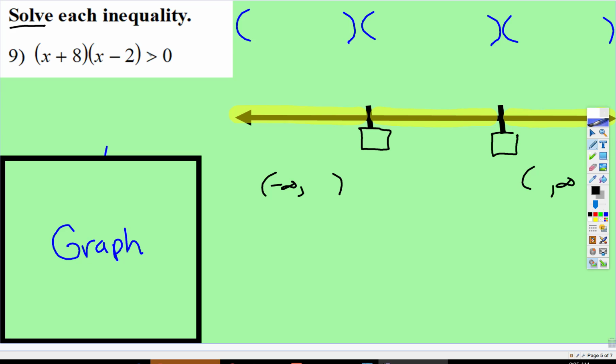And because there's not a solid line, that's why you have open parentheses right there. And then the middle interval would look like that. So the additive inverse to positive 8 is negative 8. The additive inverse to negative 2 is positive 2. Well, negative 8 is smaller, so we'll put negative 8 here, positive 2 there.